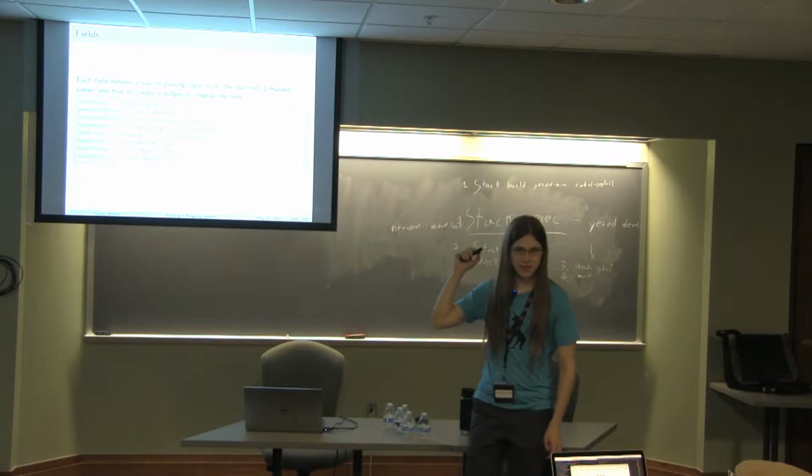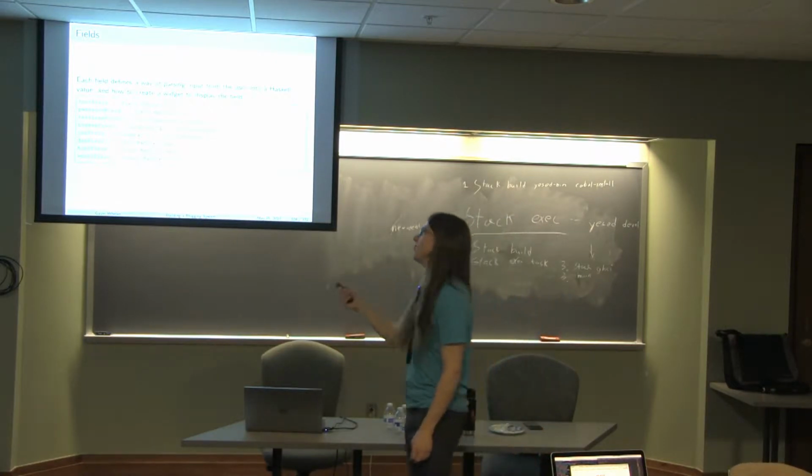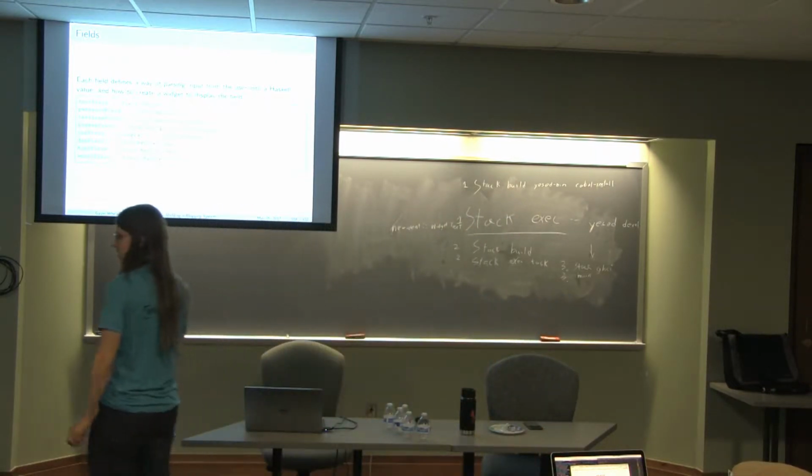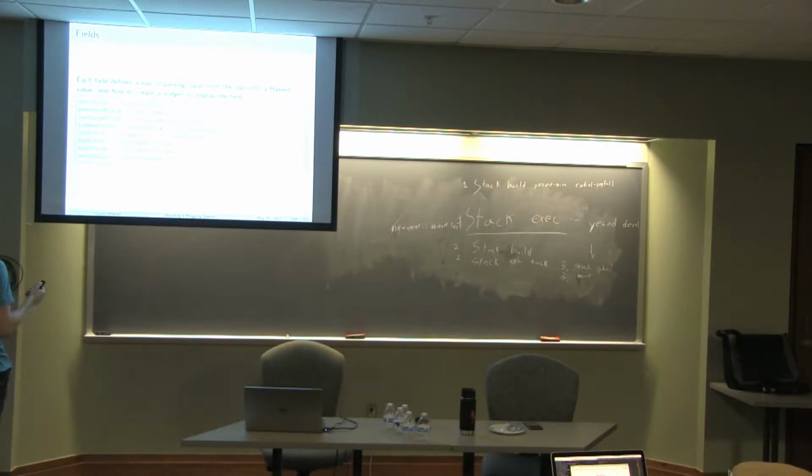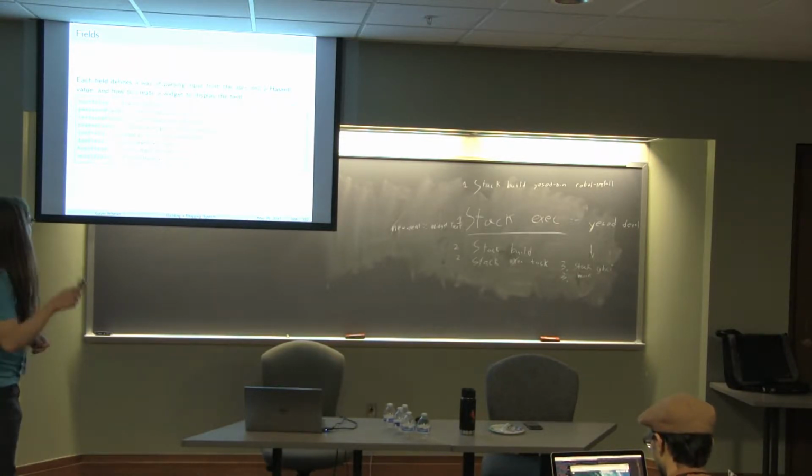So fields, forms are going to be made up of fields. Each field defines a way to parse some input from the user into a Haskell data type, as well as how to construct the input box in your HTML. And these are some of the fields. You got basic int fields, text area fields, and password fields, which is like a type password, so you get the stars and everything.